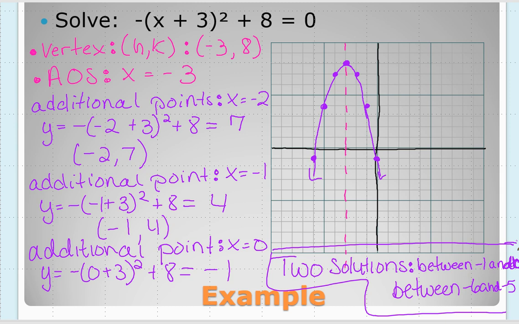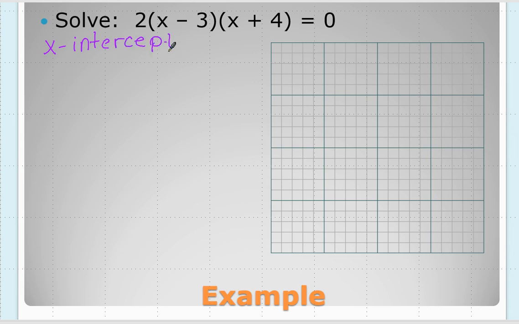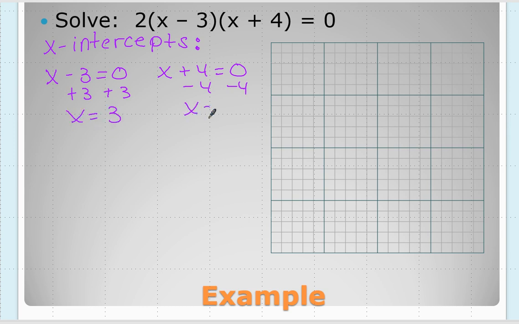Now let's find how to solve graphs in intercept form. So our equation here is in intercept form. The first thing when we graph an intercept form is we find the x-intercepts. So we set our binomials equal to 0. So x minus 3 equals 0, and then x plus 4 equals 0. Add 3, subtract 4. So x equals 3 and x equals negative 4.